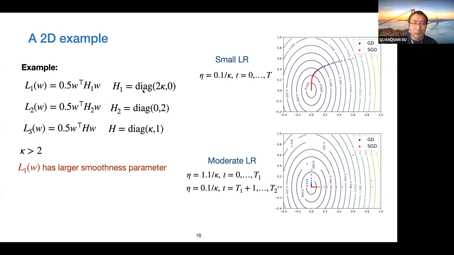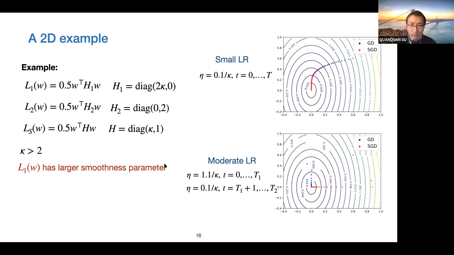And for stochastic gradient descent, for this component and this component, the learning rate is 2 divided by kappa, so this is 2 divided by 2, and this is the effective learning rate for both components. That's why stochastic gradient descent can also converge along almost the same trajectory as gradient descent, okay?